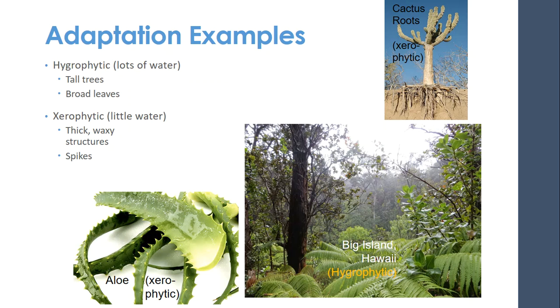So again, spikes and big roots, right? Cacti have to have big roots to go down and kind of soak up as much groundwater as they can. Where a lot of things, if you have tons of surface water, your roots don't have to dig very deep in order to get your water supply.